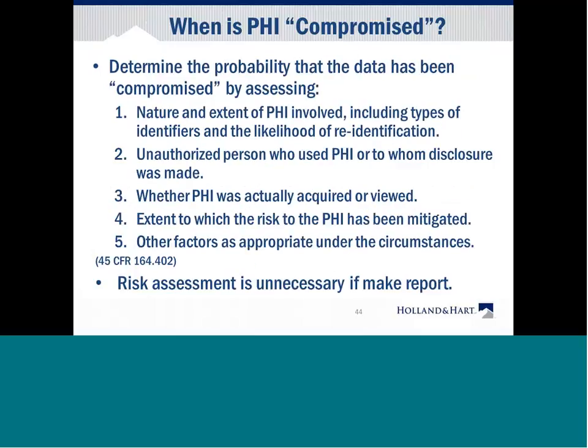So, how do you determine whether or not the data has been compromised? Well, you do it by going through that risk assessment of these factors. The first, the nature and extent of the information involved, including the types of identifiers and the likelihood of re-identification. Second, the unauthorized person who used the information or to whom the disclosure was made. Did it go to another physician who was otherwise obligated to maintain the confidentiality, or did it go to the local loan shark? Third, whether the PHI was actually acquired or viewed, but that's just one of the factors.